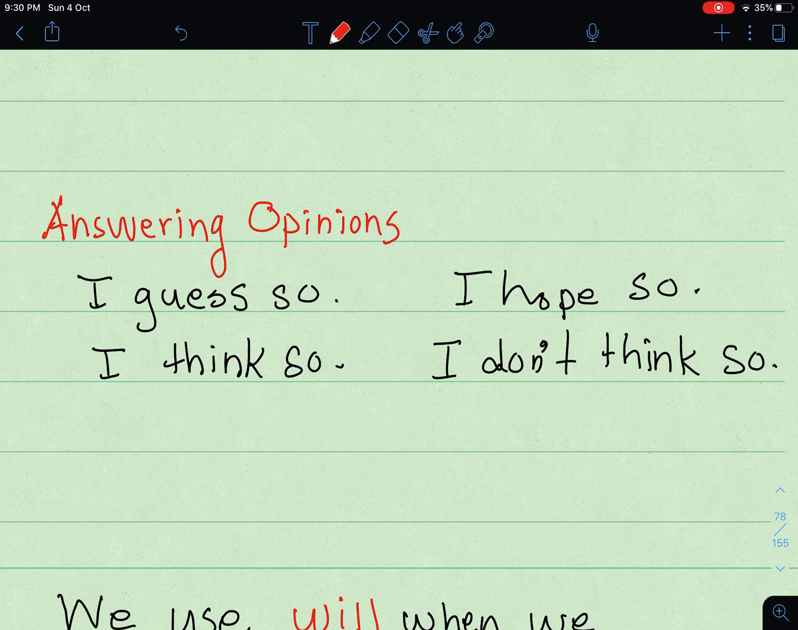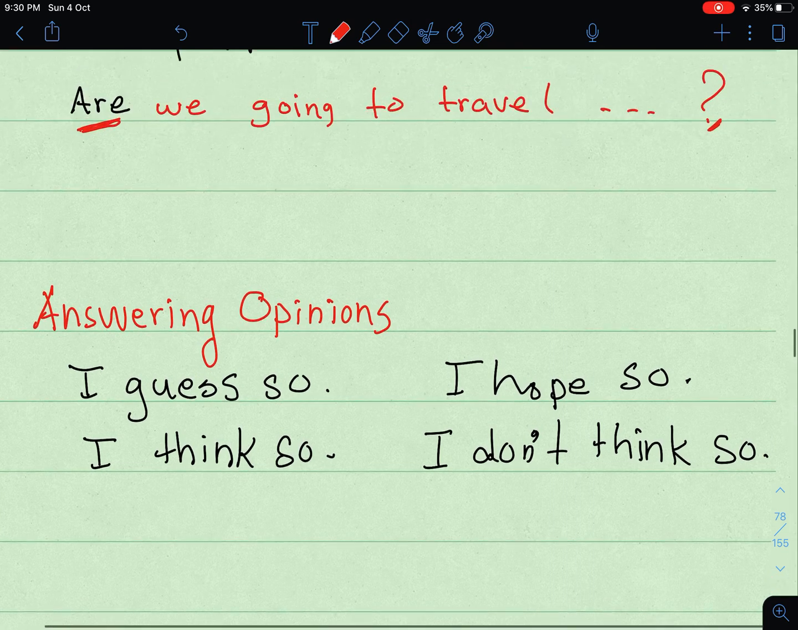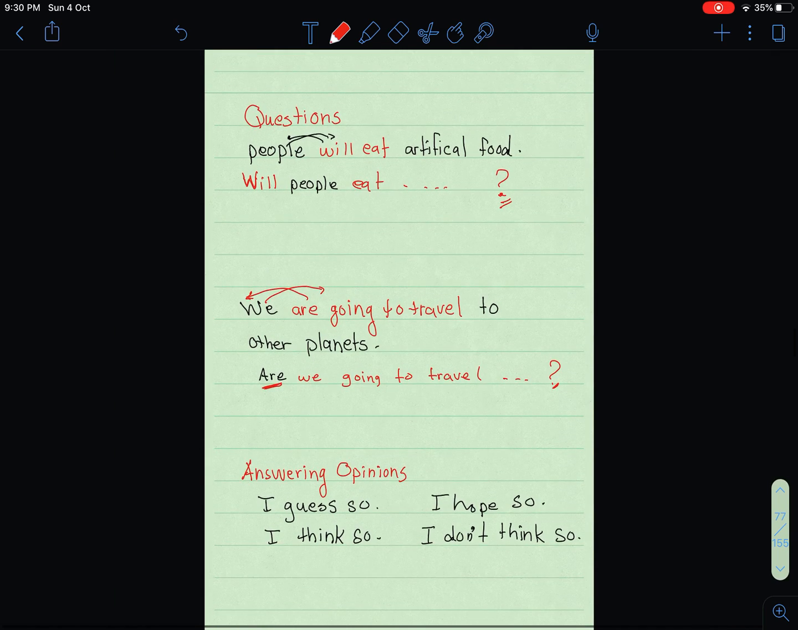You give your own opinion. I guess so, I think so, I hope so, I don't think so. It depends. So this is mainly regarding how to make up questions in the future. Of course, this is a yes or no question, meaning the answer is either yes or no, but here, since this is making a prediction, you answer by stating your own opinion.